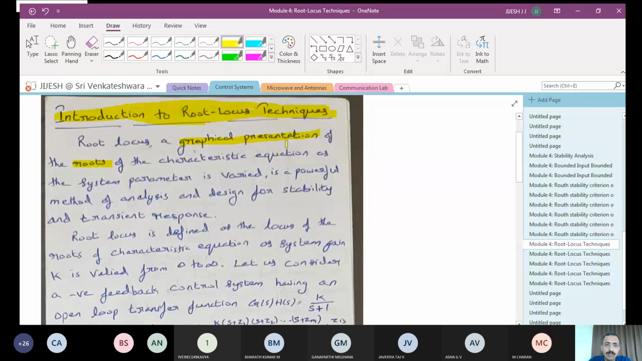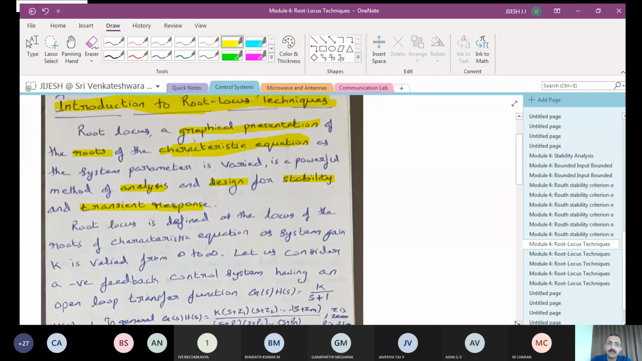So we are going to represent the roots of the characteristic equation in graphical format, as the system parameter is varied. It is a powerful method of analysis and design for the stability. As I have told you, it will help us to analyze whether the system is stable, and the transient response also can be found using this method. So you can just make a note of these things. Introduction to root locus techniques. It is a graphical representation of the characteristic equation.